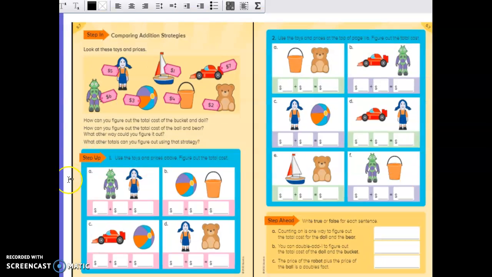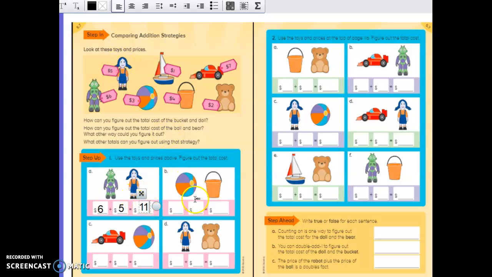So let's do number 1A, the robot. The robot is $6. So I'm going to write the 6 in the first blank, and the doll is $5. So we're combining 6 plus 5. We're adding. 6, count on 5 more, 7, 8, 9, 10, 11. So to buy the robot and the doll, I would spend $11.